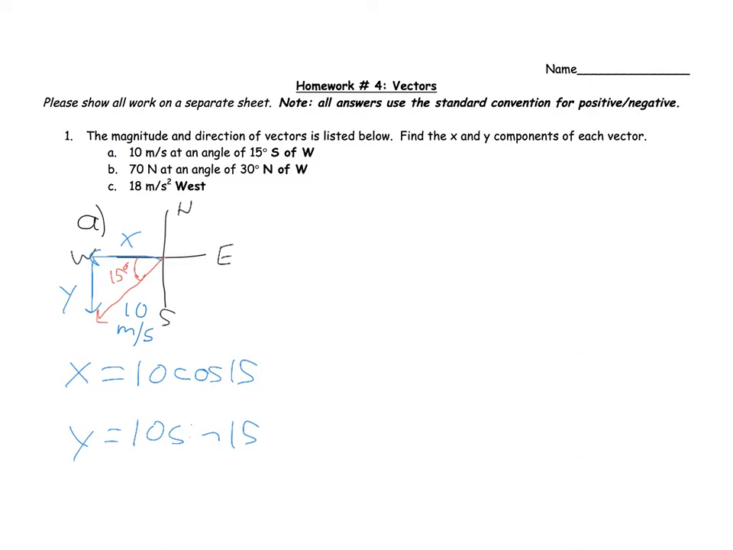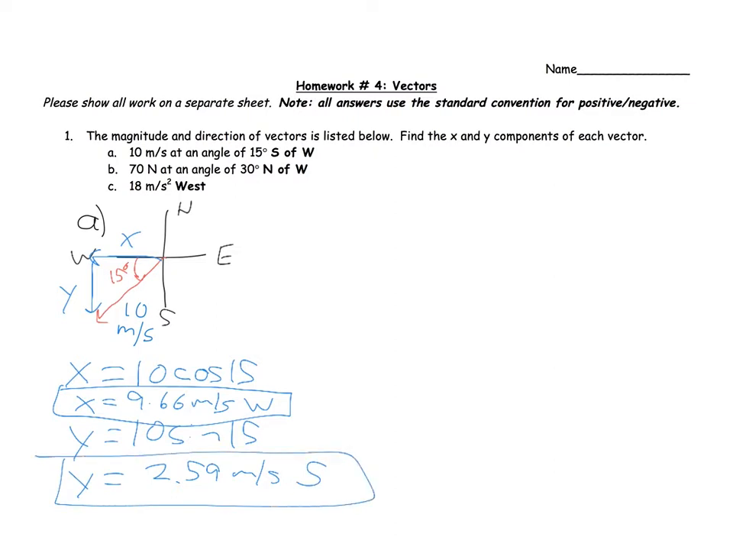Be careful, x will not always be cosine. x could be the opposite side, in which case it would be sine. Similarly, y could be the adjacent side, in which case it would be cosine. So don't get in that habit. But you can make this shortcut here that the adjacent side will always be cosine and the opposite side will always be sine. So if I go ahead and do that math, I find that the x side is going to be equal to 9.66 meters per second. That's my x component, and it is going west. And my y component is going to be 2.59 meters per second, and that is going south.